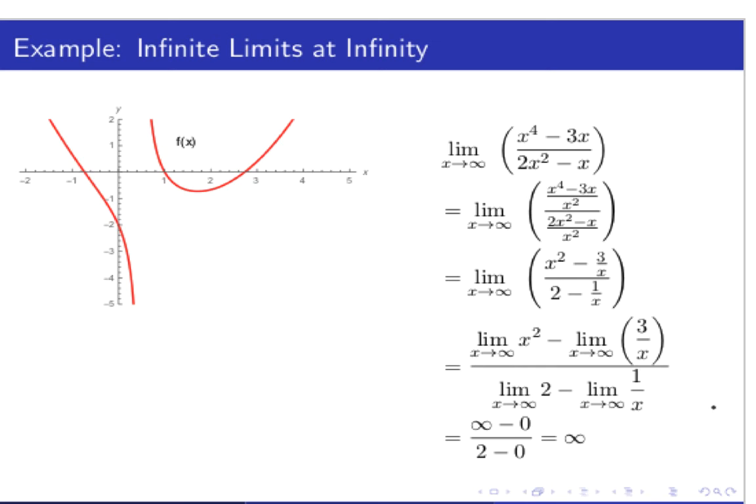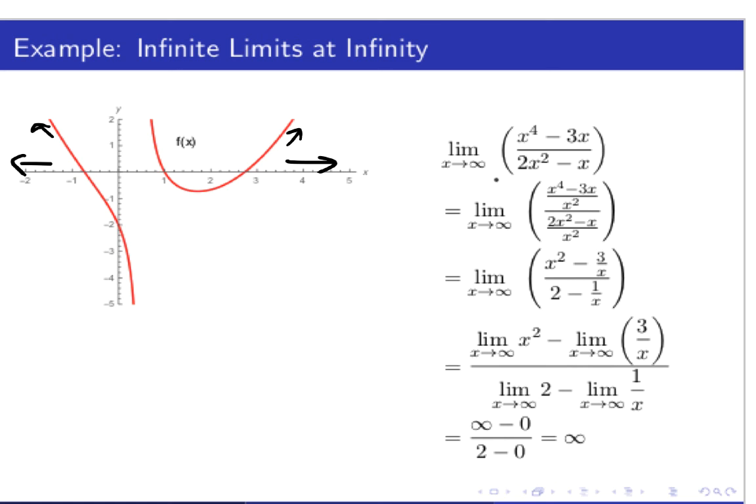Okay, so this is a function. You can look at the graph. The function is x to the 4 minus 3x over 2x squared minus x. When you look at the graph, notice as x is approaching negative infinity, the function is increasing. Whereas when x is increasing without bounds, again the function is increasing. In both scenarios, the function is increasing. As x increases without bounds or x decreases without bounds, the function is increasing without bounds too.